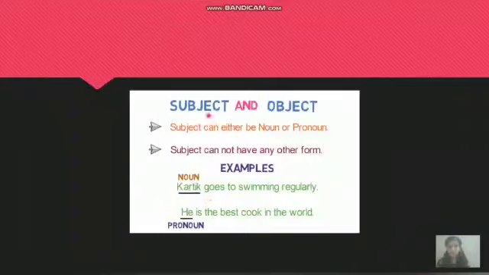So I told you that the subject and the object should either be a noun or a pronoun. Look at the example, children. Karthik goes to swimming regularly. So in this sentence, Karthik is the noun. He is the best cook in the world. In this sentence, the subject is a pronoun. So the subject should always be a noun or a pronoun.